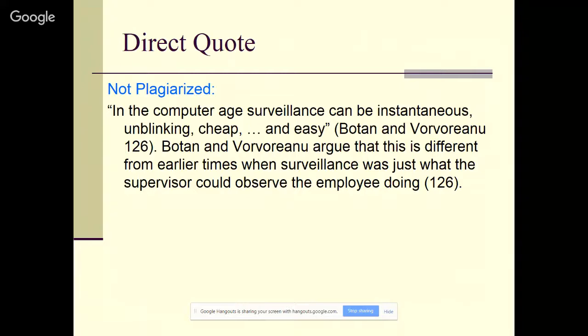Another thing I want you to notice, there's a period here at the end of the original source. If it's just a period, it gets bumped to after the parenthetical citation. Some students want to put a period here and here, or just after the quote. If it's just a period, and not an exclamation point or a question mark, then it gets bumped to the end of the sentence.